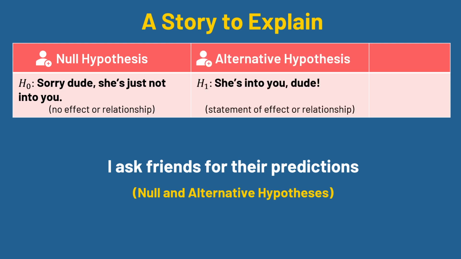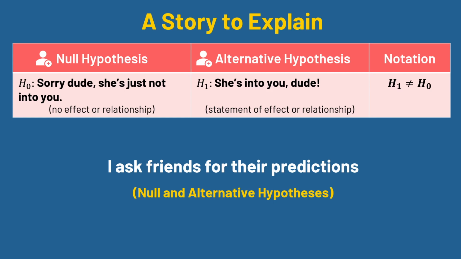So I go and find another friend who's just like, "Whoa, dude, she's into you!" Like there is some effect, some relationship. This is our alternative hypothesis, right? So now I have these two contradictory things: one saying there's nothing there, one saying there is. And so, in a basic sense, using our previous notation, we're saying that these two are not equal to each other, right? So it's like our null and alternative hypotheses.